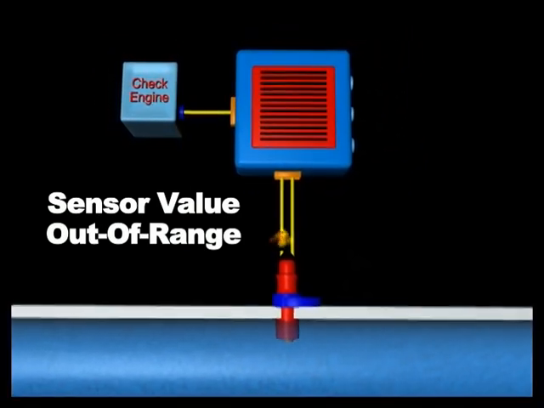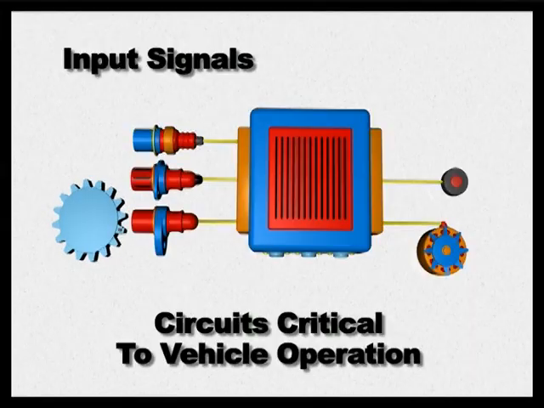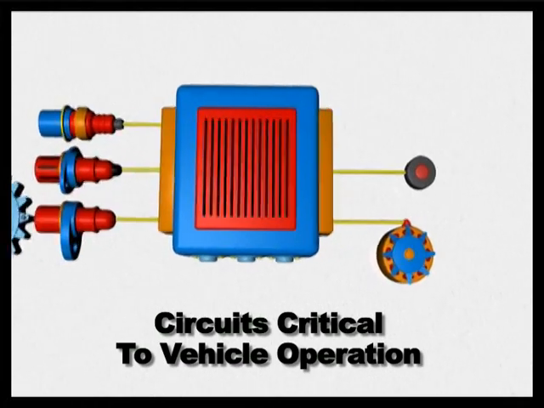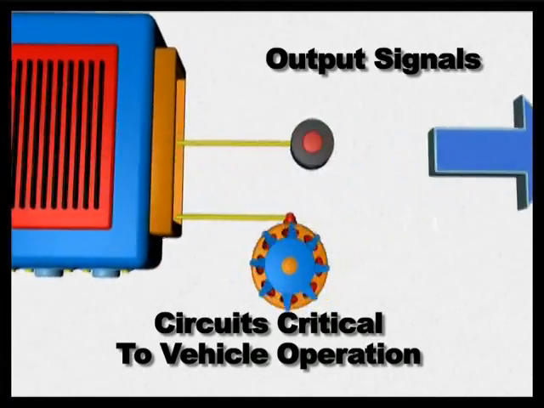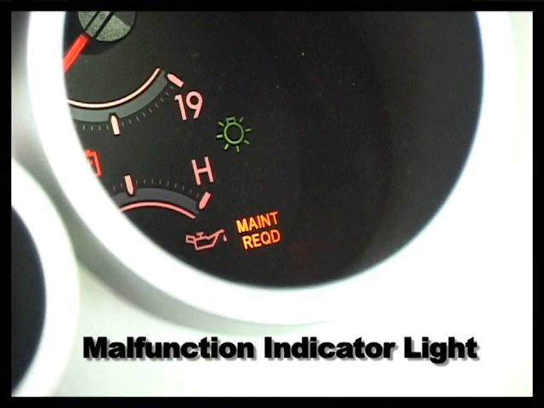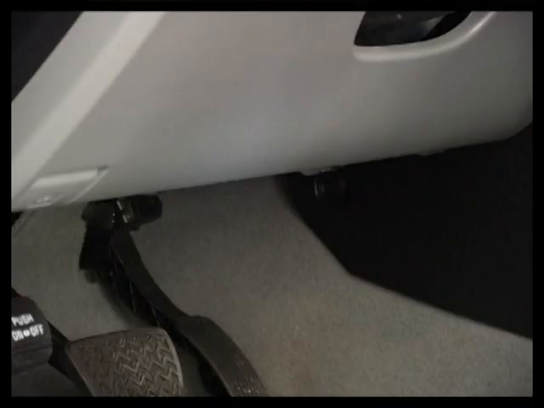With the engine running, electrical data is fed into the computer from all circuits critical to vehicle operation. The computer processes this data so that it can determine what outputs are needed to keep the vehicle operating at maximum efficiency. If a problem develops in a circuit, it will cause abnormally high or low electrical values to be fed into the computer. The computer will then illuminate a malfunction indicator light so that the driver will know that the car should be brought into the shop for service.